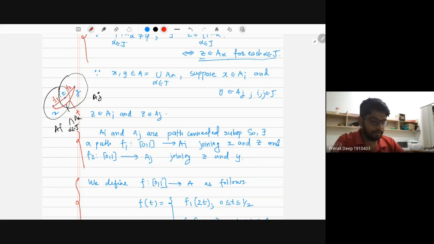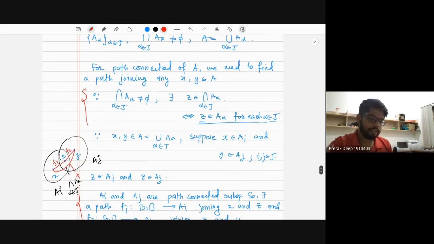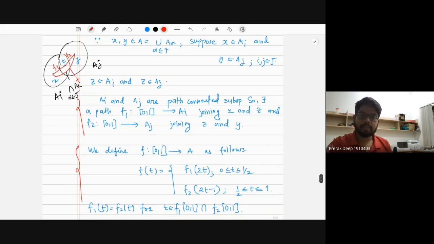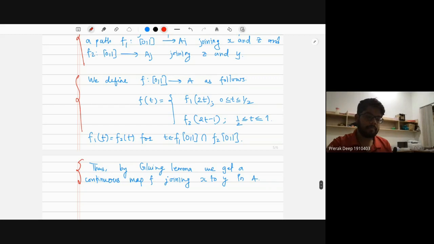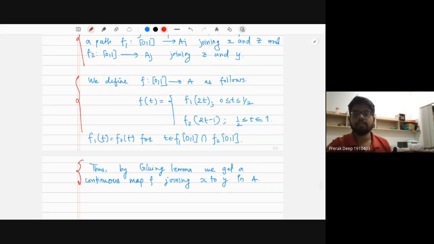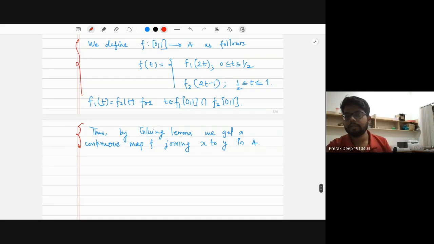So this is the pictorial argument. You should keep this picture in mind while writing the proof. This is how you can break the proof into four steps: first, finding a common element, then using the path connectedness of the subspaces, defining a map, and then using the gluing lemma to prove that it is continuous.